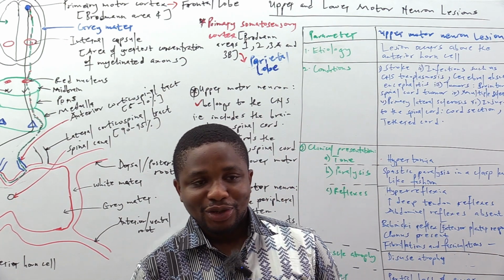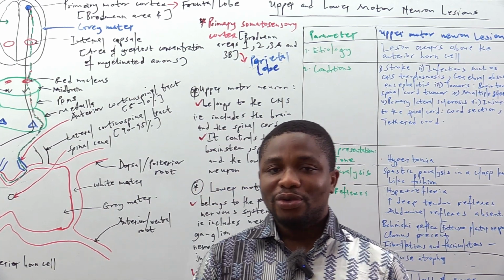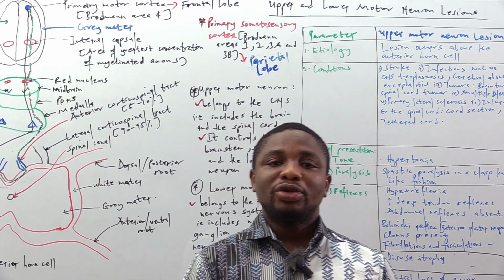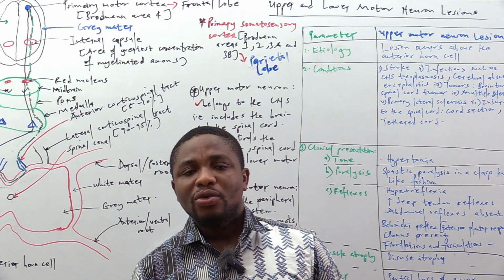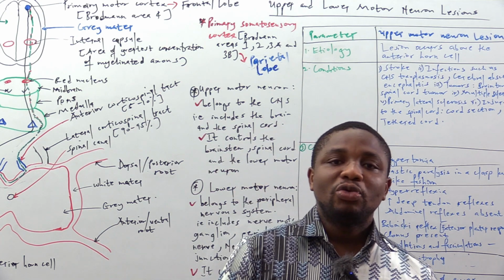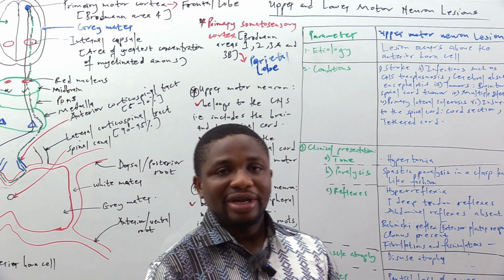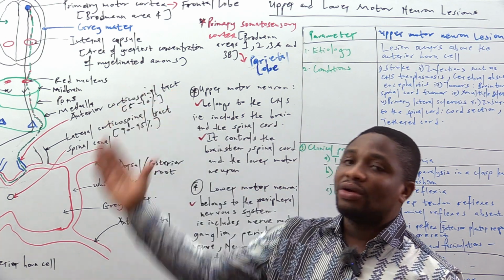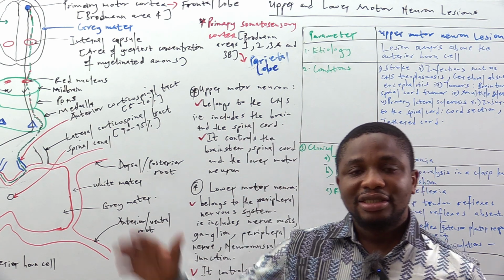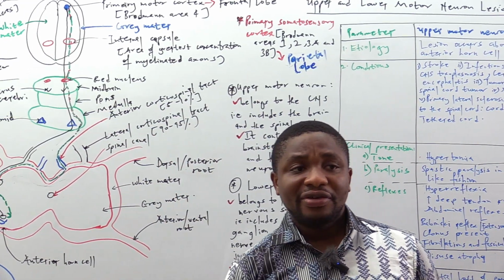Let's proceed. So when we talk about upper and lower motor neuron lesions, first of all, we want to know what an upper motor neuron is, what a lower motor neuron is. And again, we want to know where the upper motor neuron emanates from and where it ends, and where the lower motor neuron starts and ends. So in that regard, we'll be looking at the structure of the central nervous system and portion of the peripheral. That is the brain and the spinal cord, in addition to the peripheral nerve.